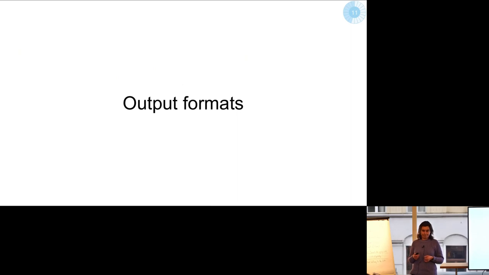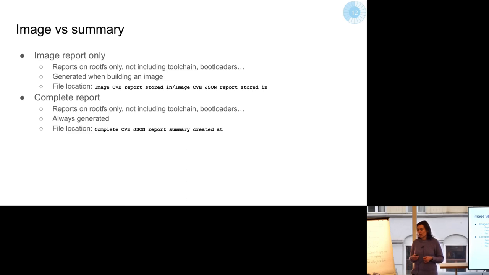Now, output formats, an important thing. We have two formats, and now let's explain that. You can have a report for the image you are building. For the image, it means for the rootfs. In this case, it's not including toolchain, bootloaders, and all things of that style. And you can find the file where the report is in image CVE report stored in or image CVE JSON report stored in. And then you also have the complete report, which includes everything that was in your build, including toolchain, bootloader, firmware, everything.